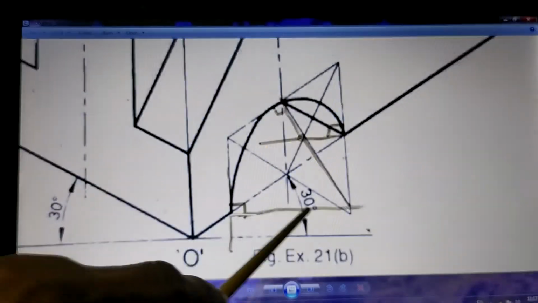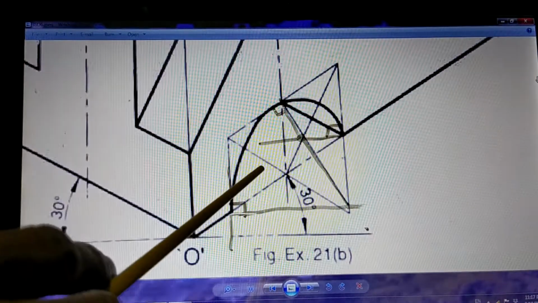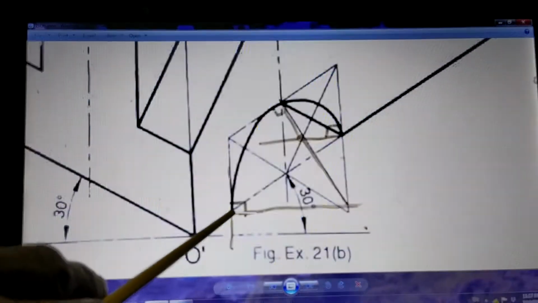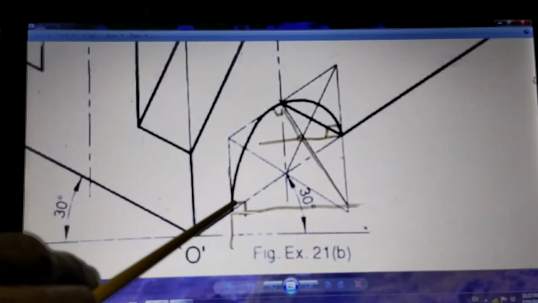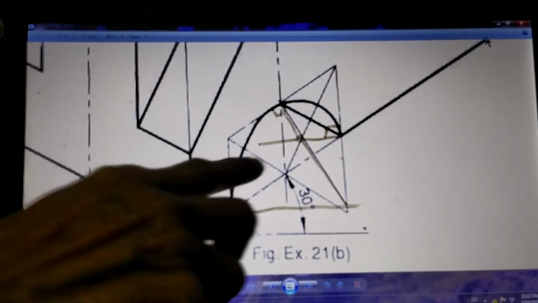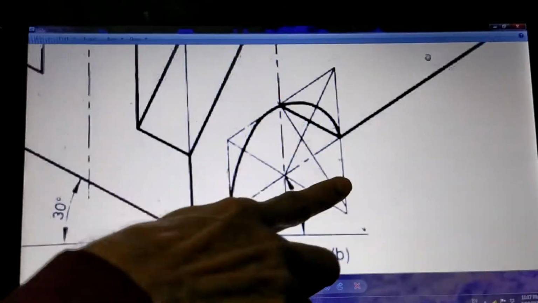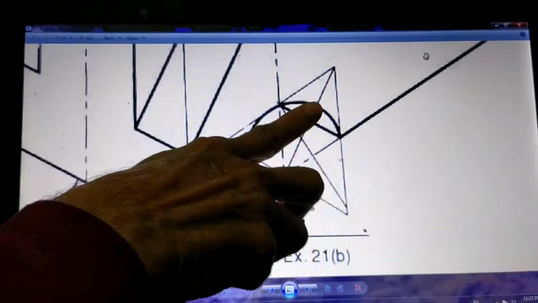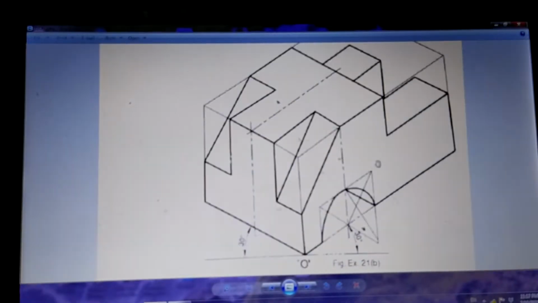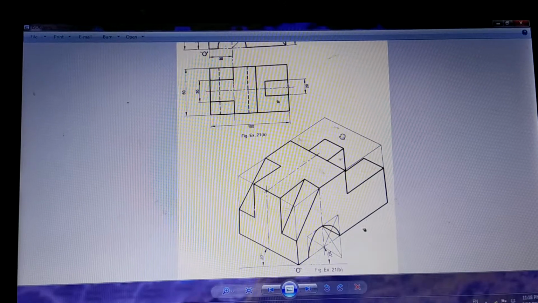So these two arcs we have drawn without drawing the complete rhombus, only half rhombus we have drawn, and we have completed the half circle in isometric. So that is how we draw this figure. So this was the exercise and this is the answer.